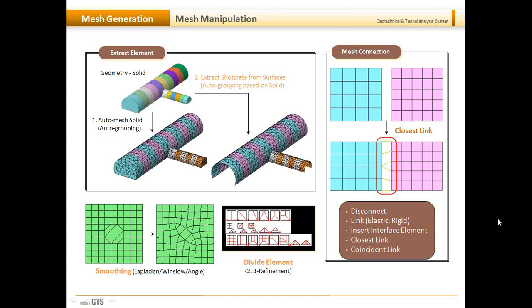And then in the mesh connections, we can provide rigid links or elastic links to simulate the ground conditions, or we can also create interface elements to model soil structure interaction problems, for example, pile problems. In the manipulation, we can also smooth down our mesh according to our requirement.